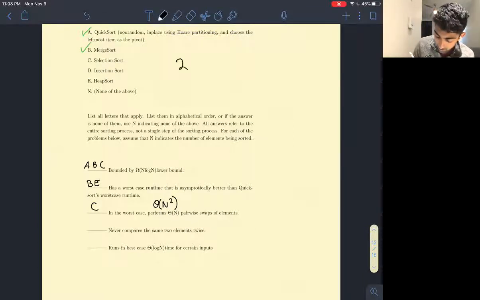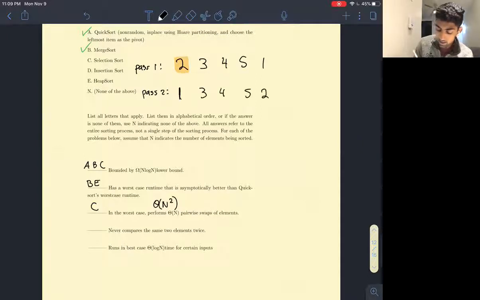Okay, selection sort can compare the same two elements, and I'll give you a quick example. Suppose we have the array 2, 3, 4, 5, 1. In the first pass, we choose 2 as the minimum, and then we compare 2 and 3 together. Then we move 1 to the front, right? This is pass 1, this is pass 2, and for the next pass, we swap 1 and 2. And then we see here that we compare 3 and 2 together again once 3 becomes the minimum and we compare 2 with 3. So we've compared 2 and 3 twice. So we can eliminate selection sort.